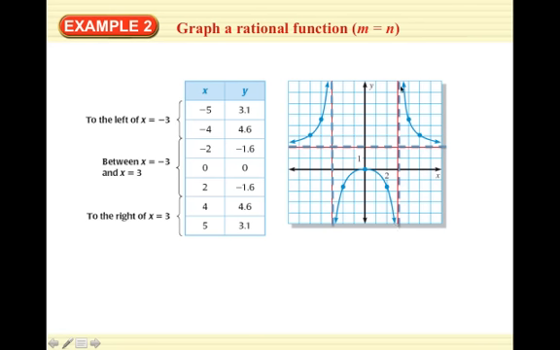Okay, now we're ready to get our third piece. Notice that we have three pieces this time. However many vertical asymptotes you have, you're going to have one more piece to your graph, okay? So over here, we plot the 4, 4.6, the 5, 3.1, and then we draw in a nice curve that as it moves back toward that vertical asymptote, it goes up and gets closer and closer to it, and then it approaches the horizontal asymptote as you move to the far right.